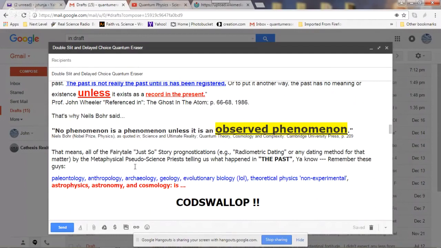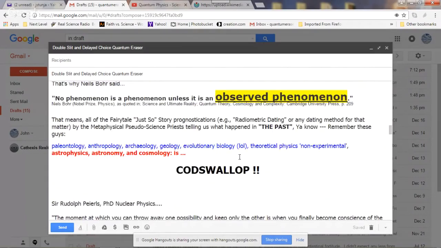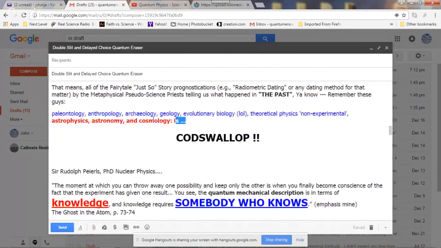So a little sidebar here. That means all the fairy tale just-so story prognostications, for one example, radiometric dating, or any dating method for that matter, by the metaphysical pseudoscience priests telling us what happened in the past, remember these guys, all these guys. This is all a load of codswallop, validated by experiment.